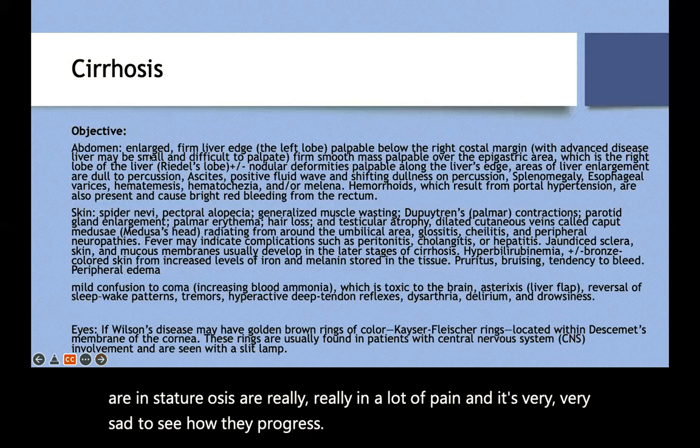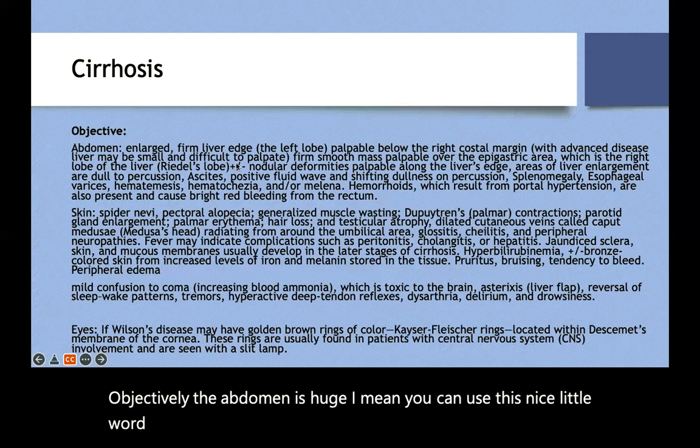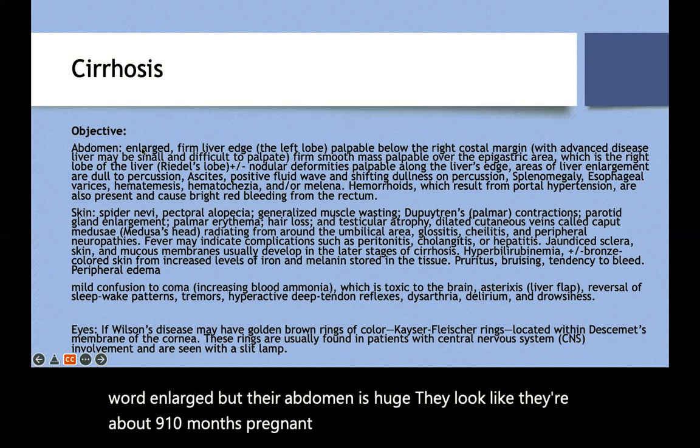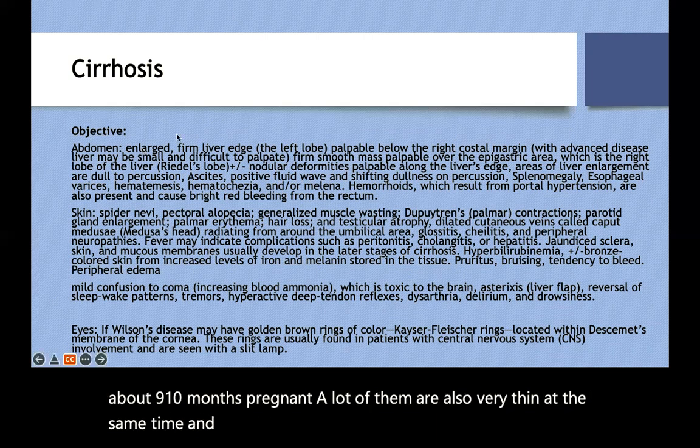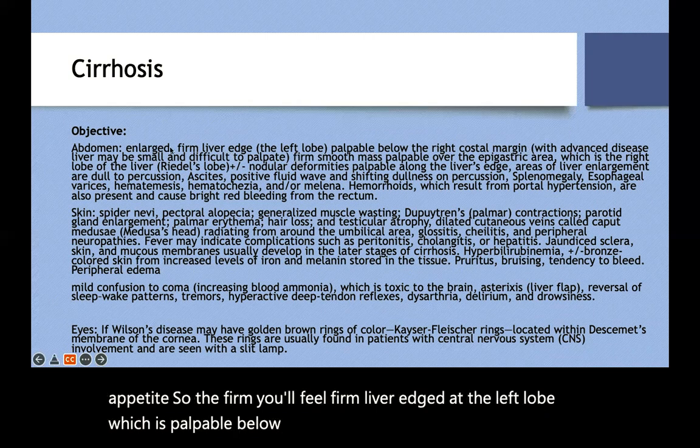Objectively, the abdomen is huge. I mean, you can use this nice little word enlarged, but their abdomen is huge. They look like they're about 9-10 months pregnant. A lot of them are also very thin at the same time, anorexic because of the poor absorption and poor appetite. So you'll feel a firm liver edge at the left lobe, which is palpable below the right costal margin. With advanced disease, the liver may be small and difficult to palpate.